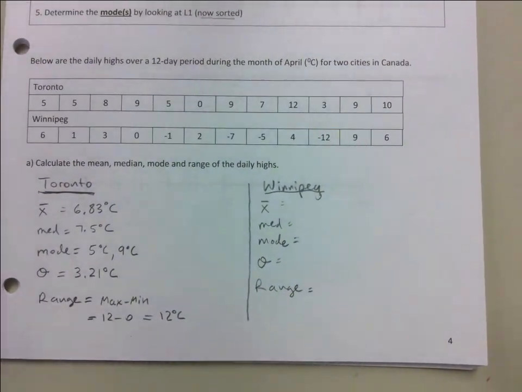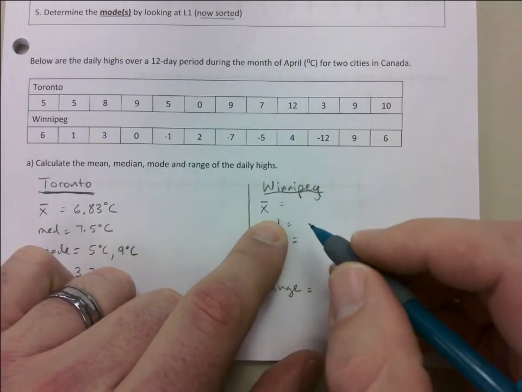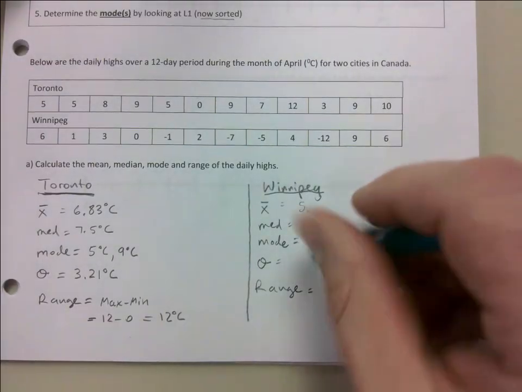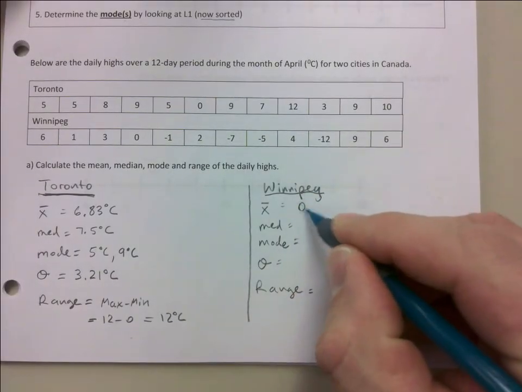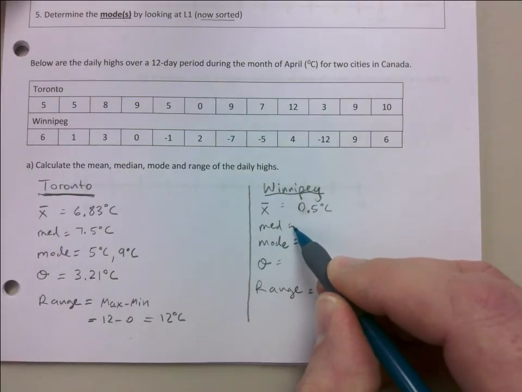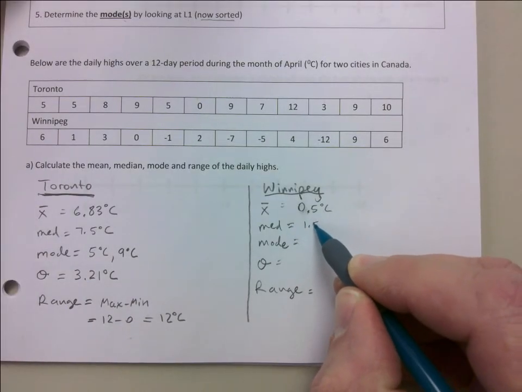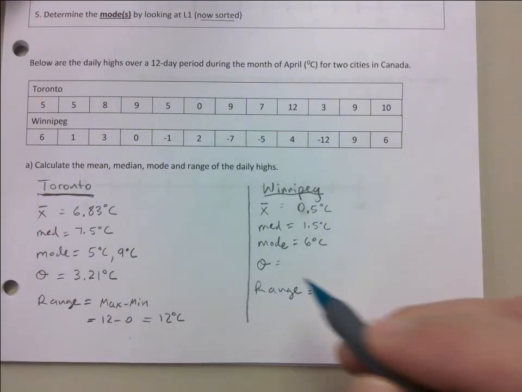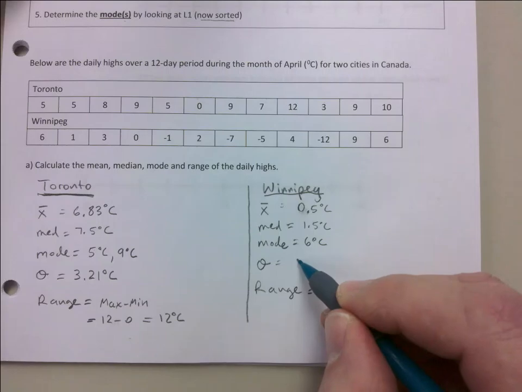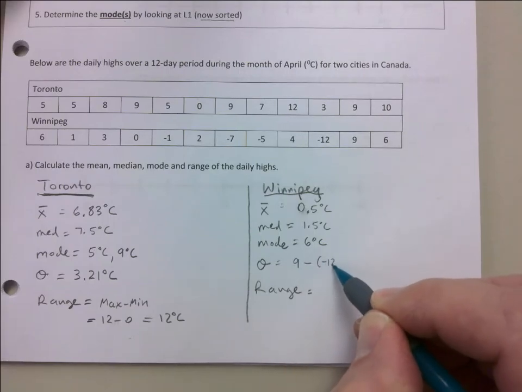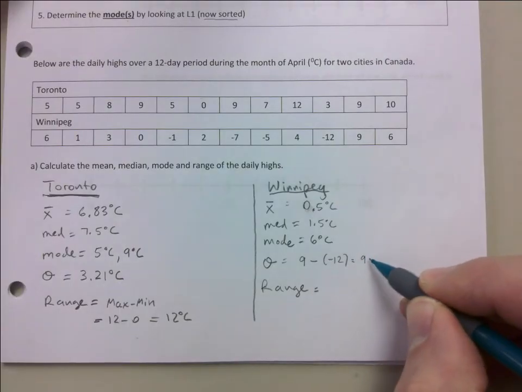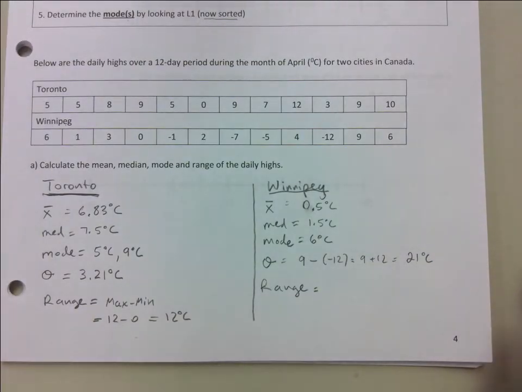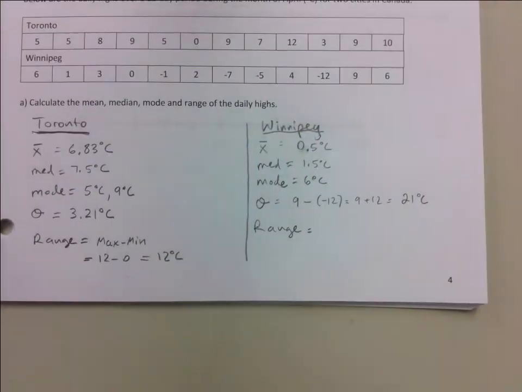Okay, so I'm just going to write down the numbers you were supposed to have gotten. So it's 0.5, sorry. 0.5 degrees Celsius is the average, no surprise. Median, 1.5 degrees Celsius. The mode, there's only one mode, which is 6 degrees Celsius. The range is 9 minus negative 12. That's basically 9 plus 12. There's a 21 degree separation, right? So there's a big gap between the highest and the lowest.